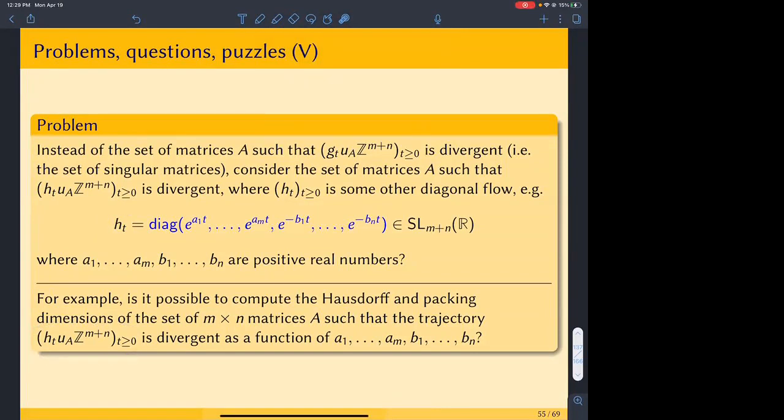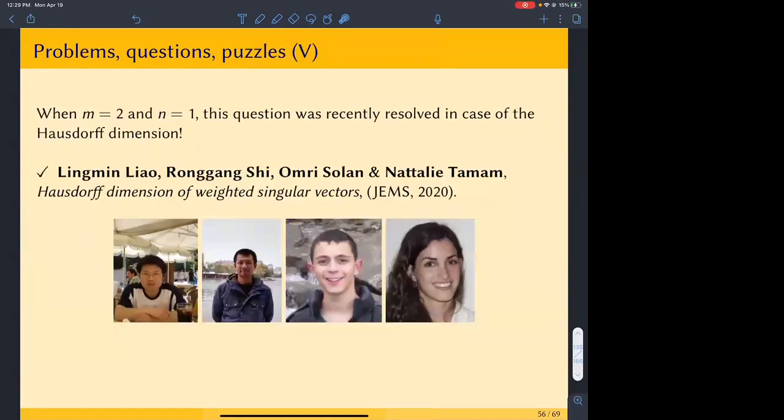Okay, this is sort of an intermediate next step in some sense. And again, we're back to low cases, 2 and 1, 1 and 2. So when m is 2 and n is 1, this was recently resolved in a beautiful paper by Lingmin Liao, Ronggang Shi, Omri Solan, and Natalie Tamam. And Natalie and Omri are students of Barak Weiss, who's spoken at this seminar.